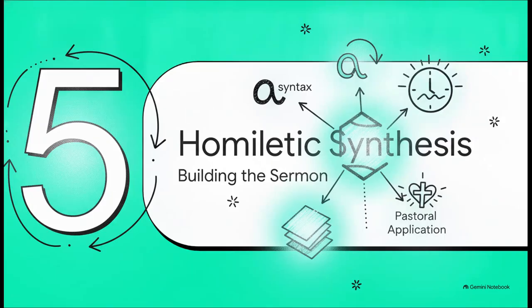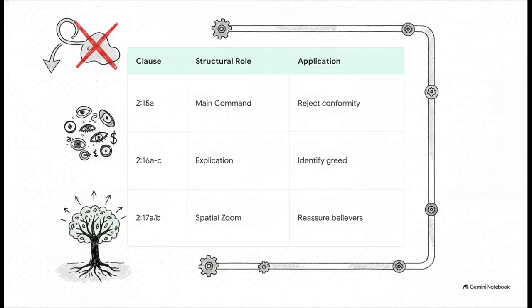Finally, Section 5, the Master Homiletic Synthesis, putting the sermon together. This right here is the ultimate cheat sheet. It's where syntax, verbal aspect, and pastoral application all merge perfectly into one unified framework. Just look at how it all connects. For the clause in 2:15a, the imperative sets our structural role as the main baseline command. That drives our pastoral application to tell the congregation to decisively reject subtle cultural conformity in their daily lives.